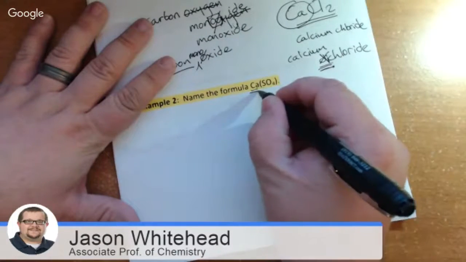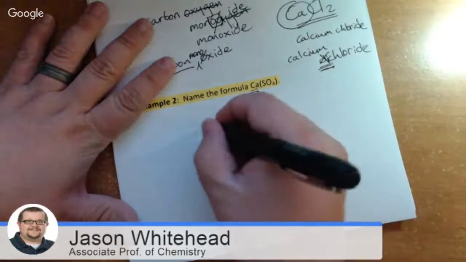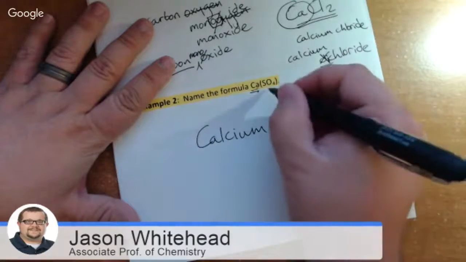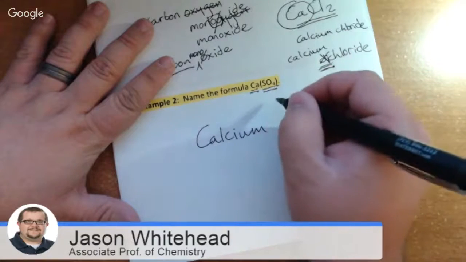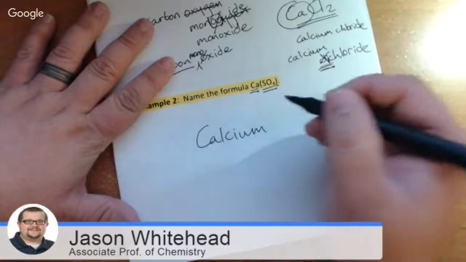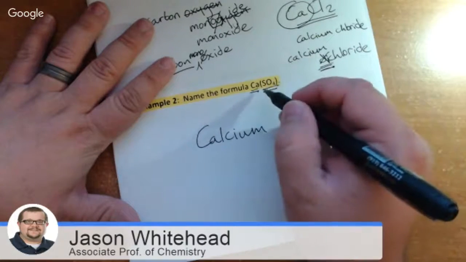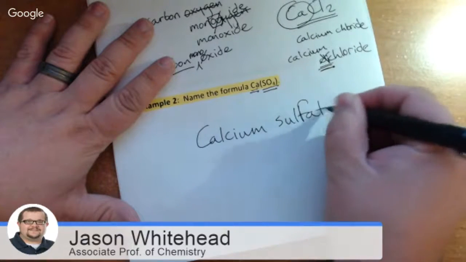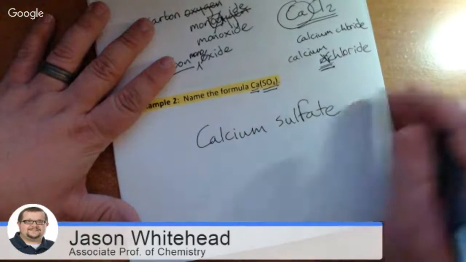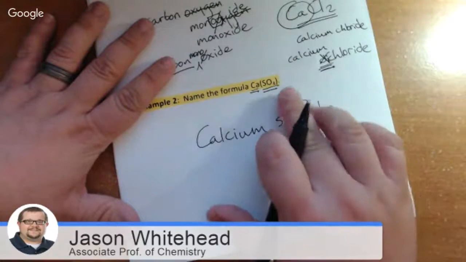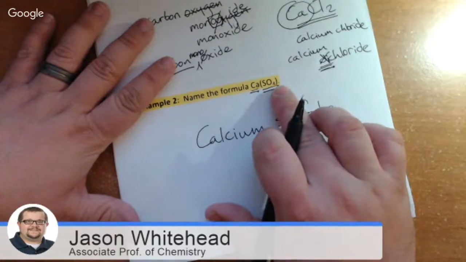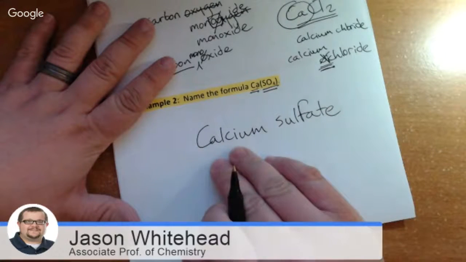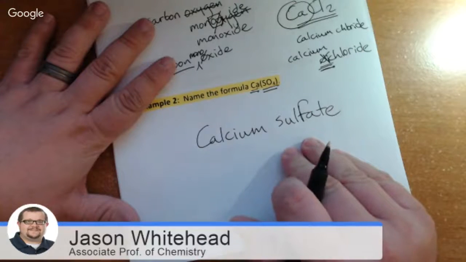We take the name straight off the table, Ca, calcium. The second part of the name, we can't get off the periodic table. It was on our list of 10 polyatomic ions. So SO4 is going to be sulfate. Nothing more intense than that. We don't have to do anything funky with the 4 because an SO4 is just a sulfate. So calcium straight off the table, sulfate from memory.